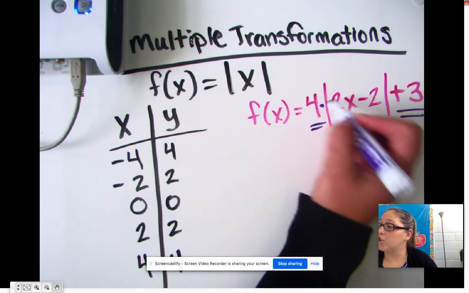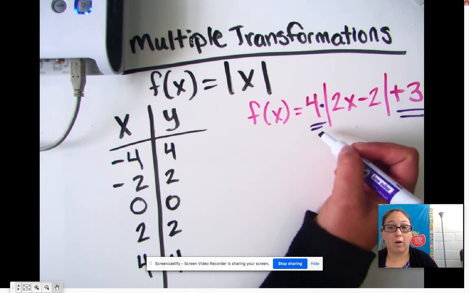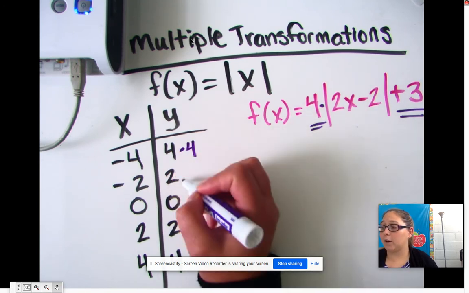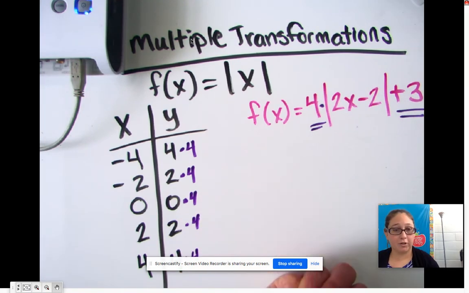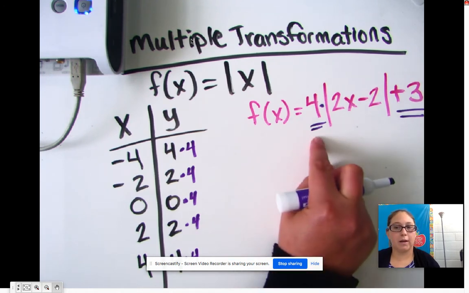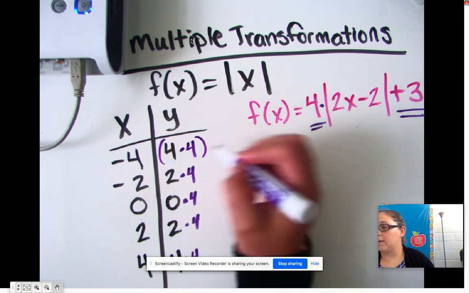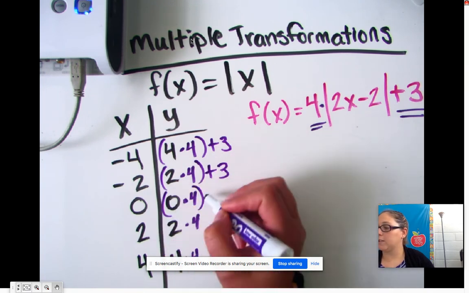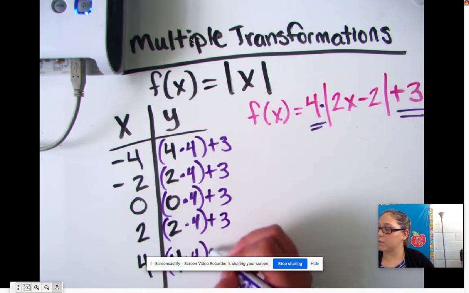Well, this is a multiplication. And since it's on the outside, it's going to stay the same. So we are going to multiply all our y values by 4. All of these y values are going to be multiplied by 4. And then after I do that, because we do multiplication first, order of operation, then I'm going to add 3. So first you multiply, and then you add the 3 to your y values. All these purple ones are how my y values are being transformed.